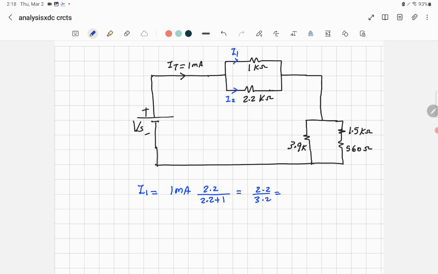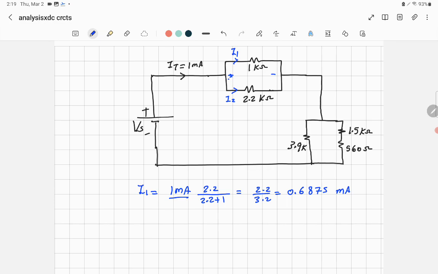All right, let's just do that in the calculator. It's equal to 0.6875. That will be milliamp, because you're multiplying 1 milliamp by this, and so that will be the value of each current. If you want to find the voltage across these resistors, the voltage across 1 kilo ohm is the same as the voltage across 2.2 kilo ohm, because these two resistors are connected in parallel. So it's enough to find the voltage drop across any one of them.